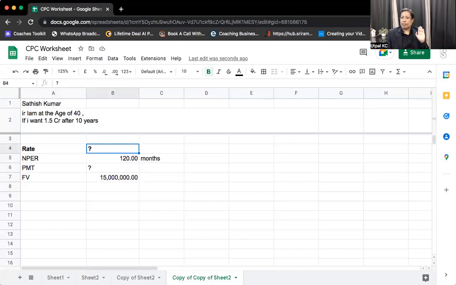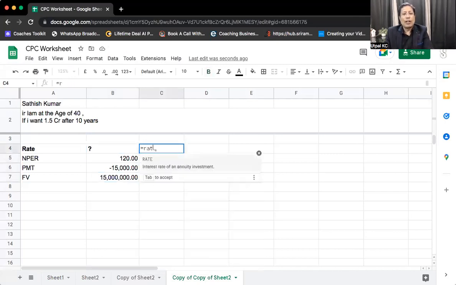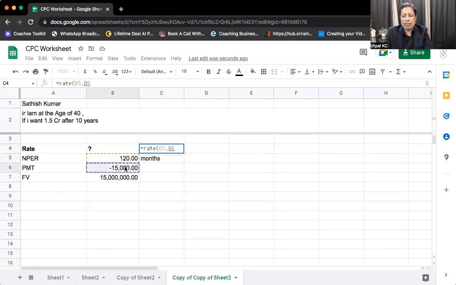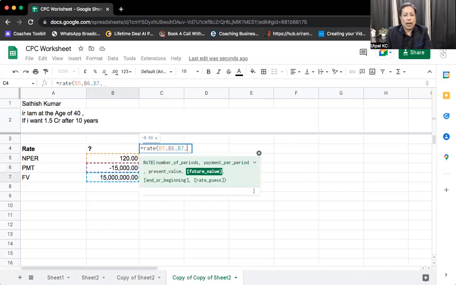Tell me, Satish Kumar. Ajay has said 12%. Now, Satish Kumar, tell me. Let's say I can put 15,000 per month. Beautiful, 15,000 per month, so minus 15,000. Now we need to find out the rate. Very simple. The formula is rate equals: number of periods 120, PMT minus 15,000, then future value is this much.